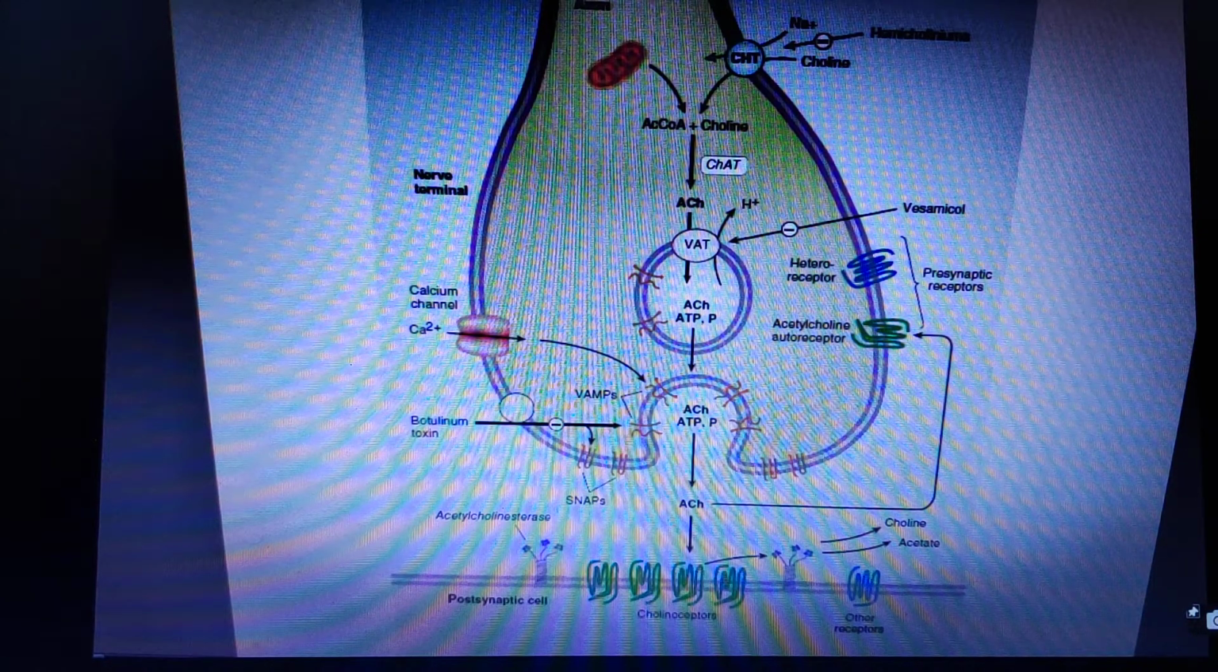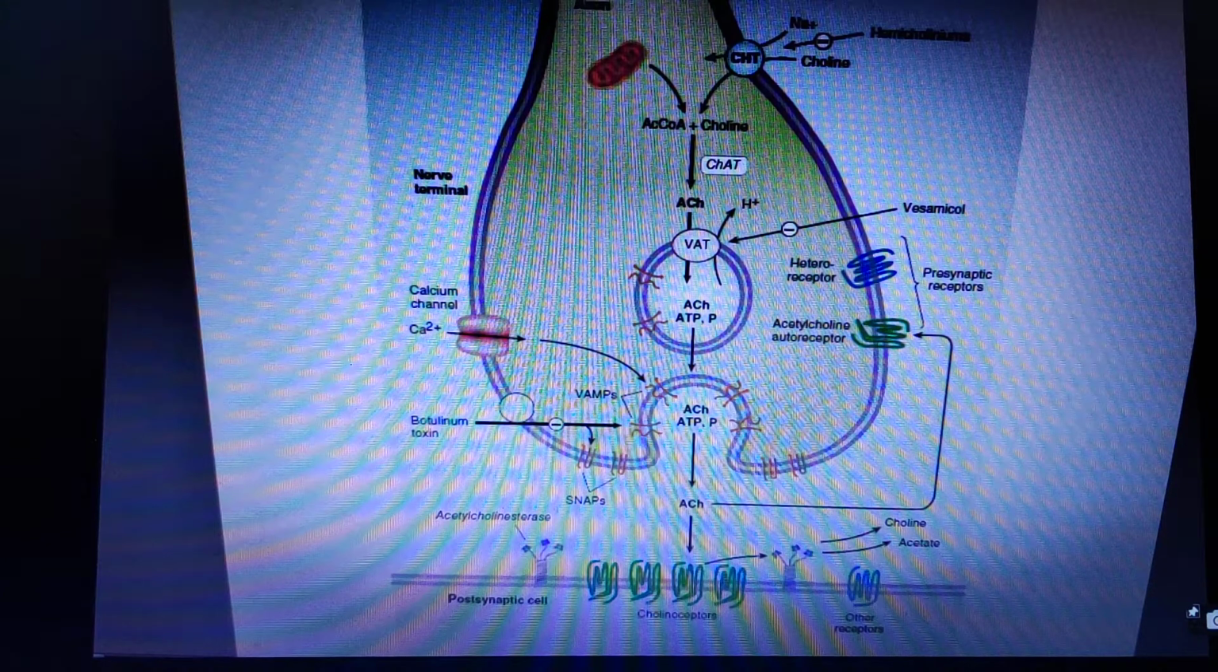Now, acetylcholine is synthesized within the neurons. The precursor is choline, and this choline enters the neurons through the membrane, and after entering the neuronal cell, it combines with acetyl coenzyme A. So acetyl coenzyme A plus choline makes acetylcholine. And this synthesis of acetylcholine is by an enzyme called choline acetyltransferase, CHAT, as you can see in this picture.